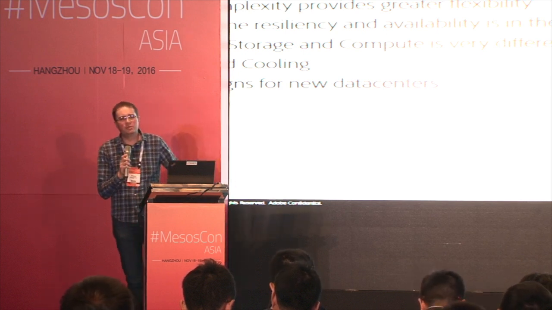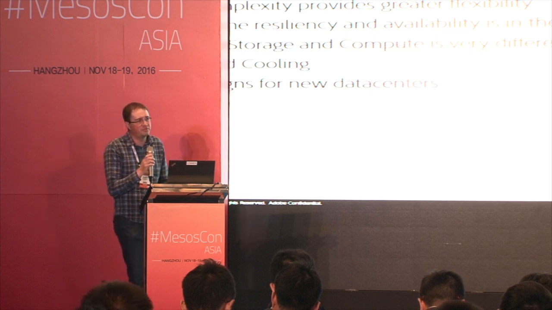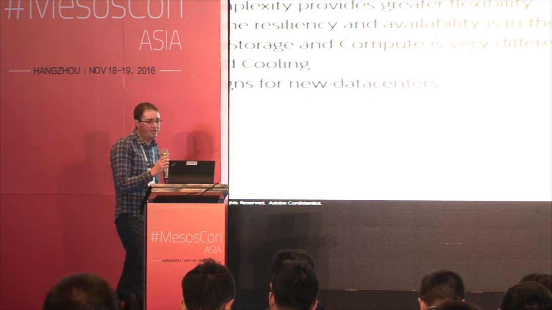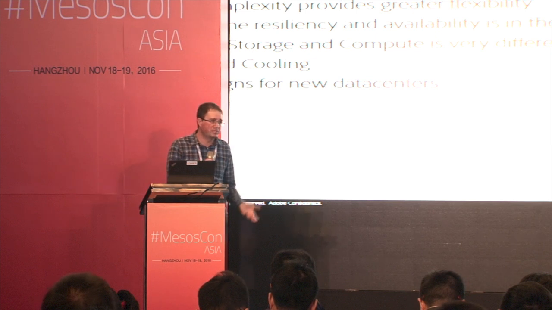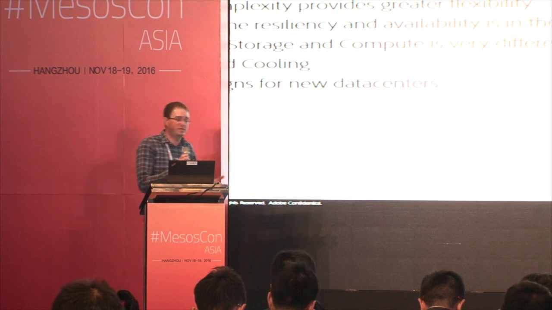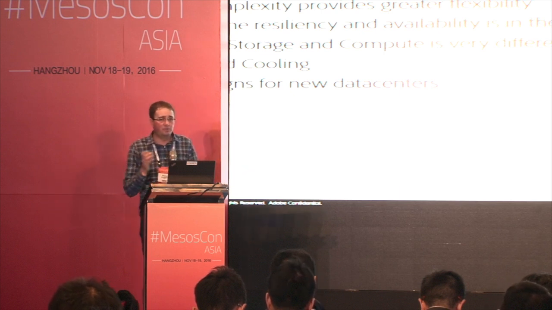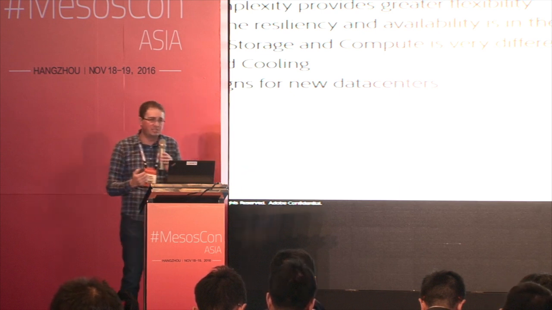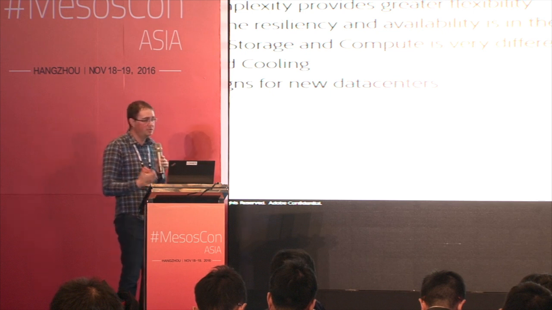Also, because of what the software provides us from a resiliency and availability component, those components have now been abstracted into Mesos and the higher layers above. We don't have to worry about machines as much as we did in the past. Network, storage and compute drastically change in the data center because of this new world.